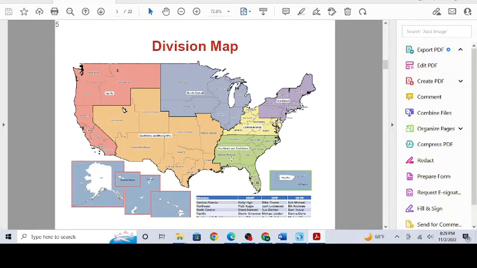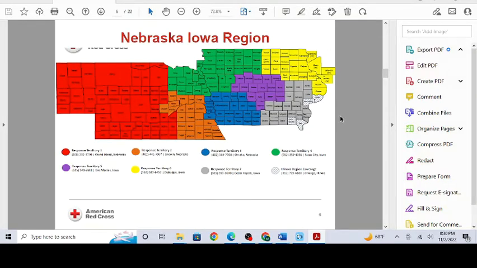As you go through these three levels of organization, you will notice that we will get more localized, more focused to a local area. So the first layer of organization is called division, and you sort of see the wide areas of territory that is referred to as division. So you have the Pacific, the North Central, the Northeast, that type of thing. Then the second layer of organization is called regions, and we are from the Nebraska-Iowa region. So essentially it's the states of Nebraska and Iowa put together.